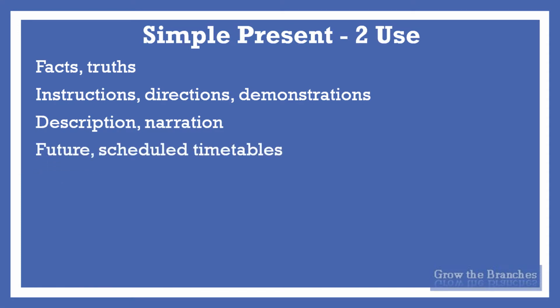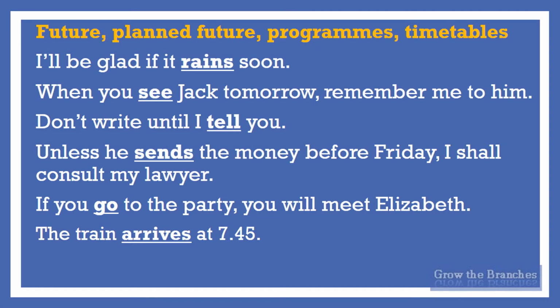The present simple is sometimes used to talk about planned future, particularly after if, after conjunctions of time, and in discussions about programs and timetables. I'll be glad if it rains soon. When you see Jack tomorrow, remember me to him.